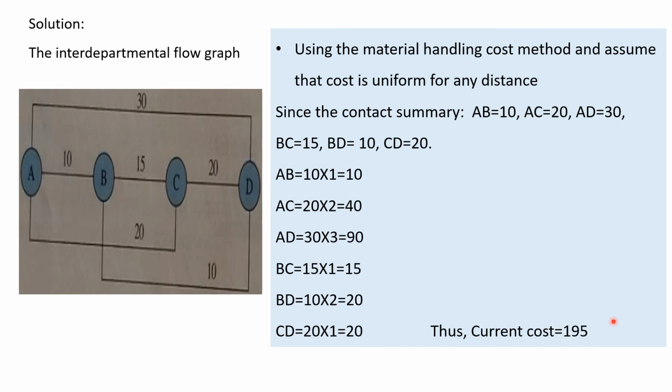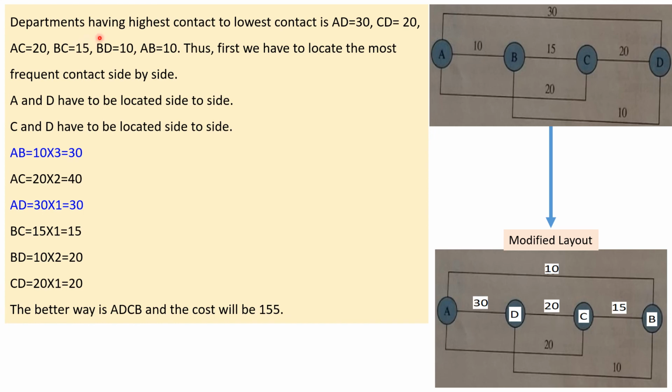So if we get a better layout which requires us to invest less than this amount, we have to just try. Okay, let's rank from the highest contact to the lowest contact. AD has the highest contact, that is 30. CD is the next highest, that's 20. AC is also 20 contact, BC 15, BD 10, and AB 10.